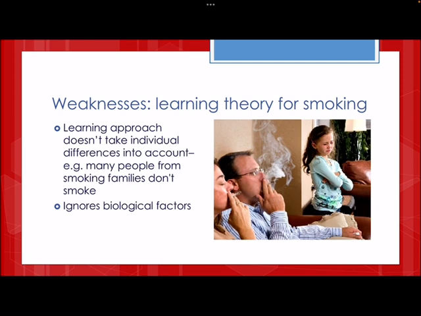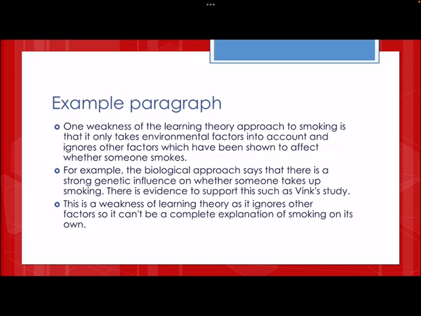The other thing is that it's incomplete, which is our second weakness, because it's ignoring biological factors. And a really good thing you can do here is compare the learning theory for smoking to the biological theory. So you can say that the learning theory, I've put an example on the screen here, is incomplete because it only looks at environmental factors and it's ignoring biological factors. And so therefore, because we know there are various ways that smoking affects us biologically, learning theory is not complete. Okay, that's it.